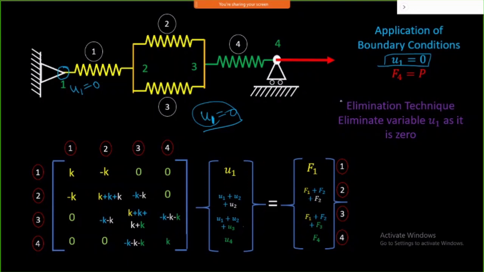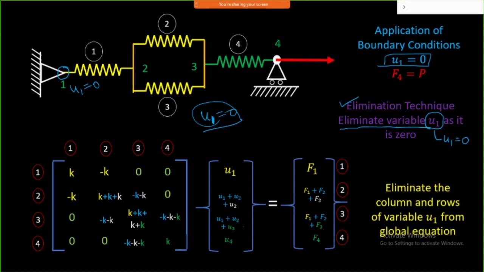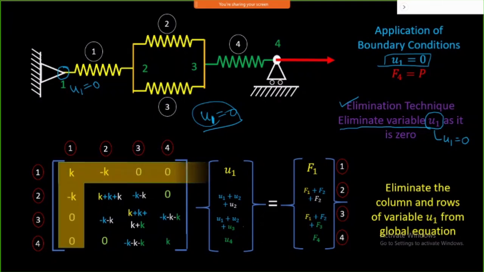This elimination technique eliminates the variable which is fixed. Fixed means you know the value of u1 is equal to 0, and that is the reason we don't need u1 to be evaluated. So why can't we remove this equation entirely from the global equations? And for that, to eliminate u1, we remove these rows and these columns, so that I only get a 3 by 3 matrix.